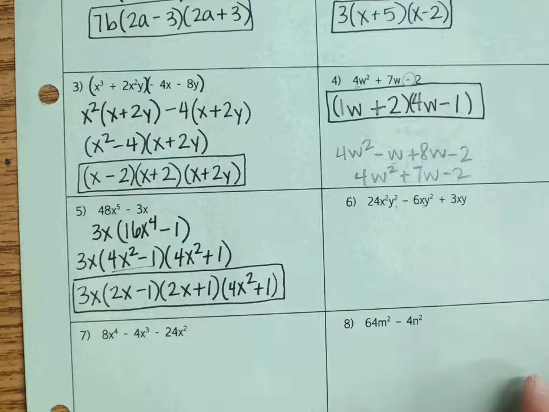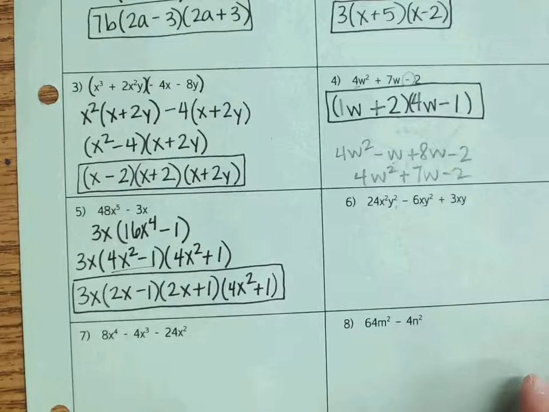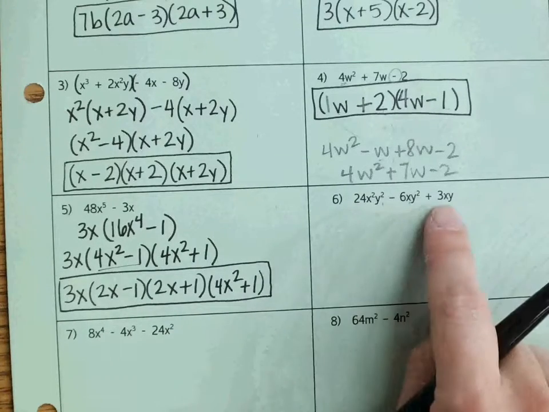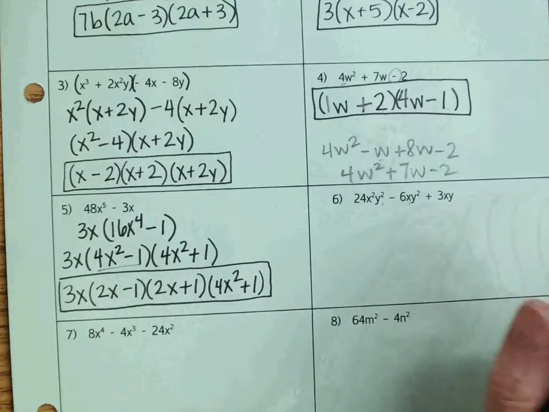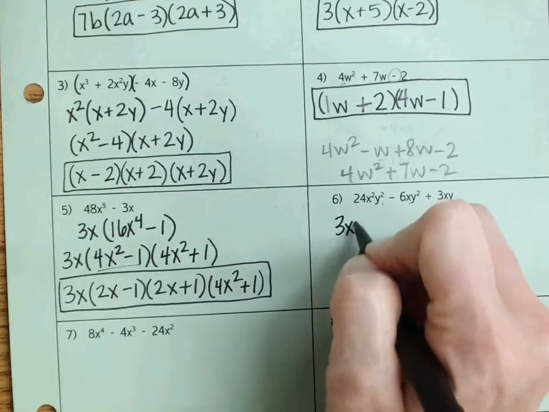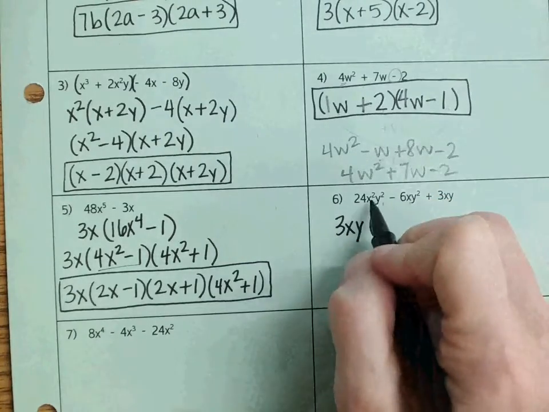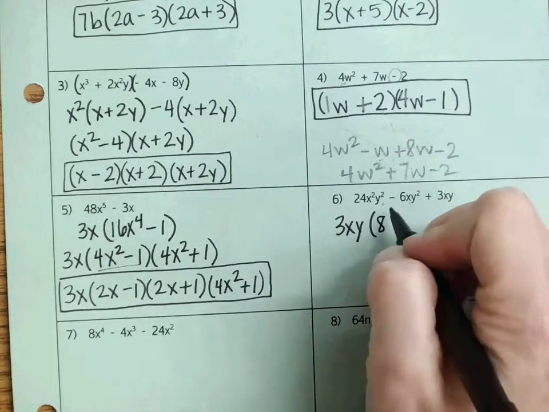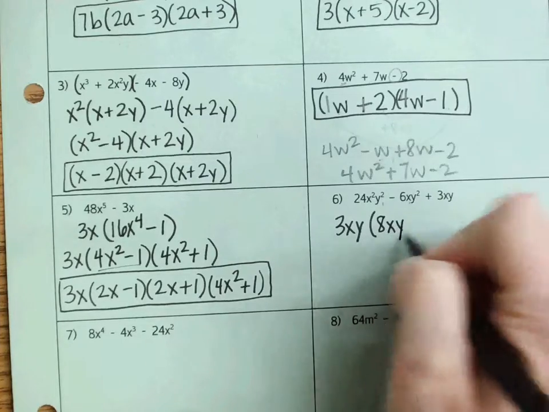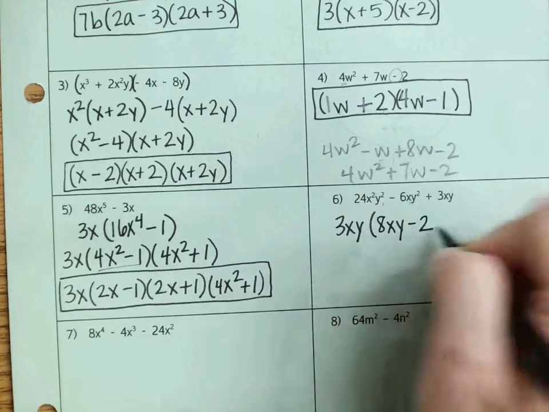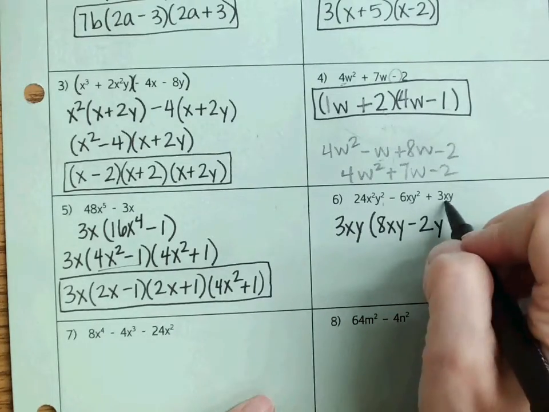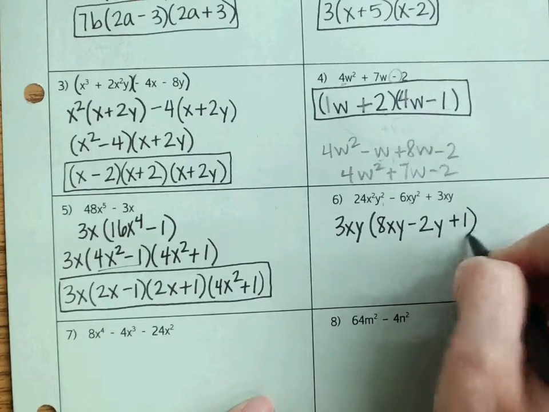Let's try number 6. So on number 6, looking for a GCF. So I see a 3 goes into all of them, and then an xy goes into all of them. So let's factor out 3xy. Divide each term by 3xy, put the remainder in parentheses. So 24 divided by 3 is 8. x squared y squared divided by xy is xy. Negative 6 divided by 3 is negative 2. x divided by x is 1. y squared divided by y is y. And then 3xy divided by 3xy is plus 1.